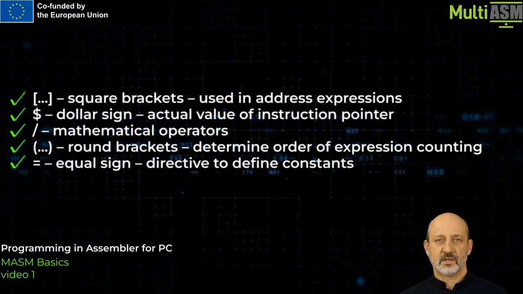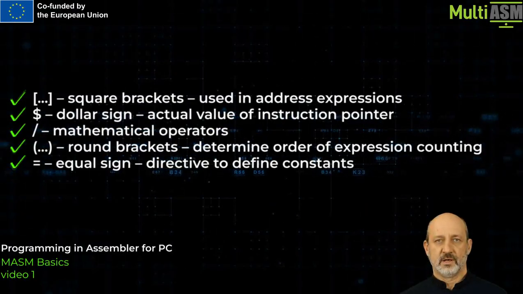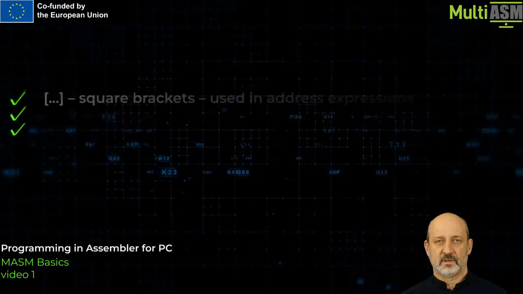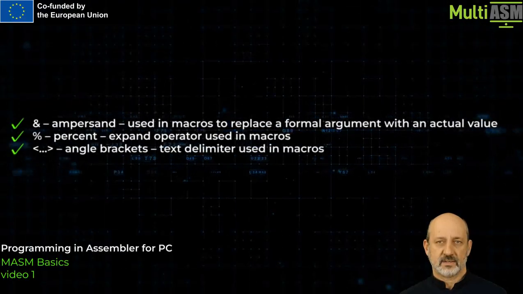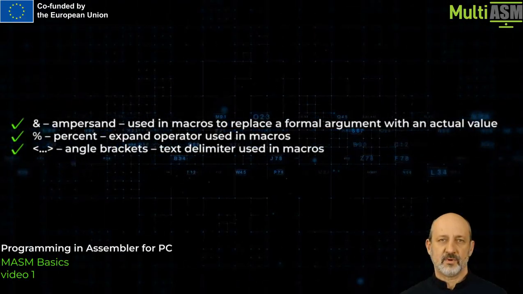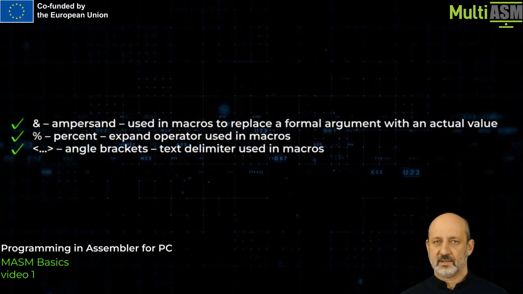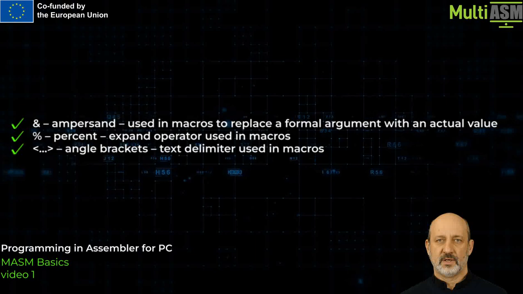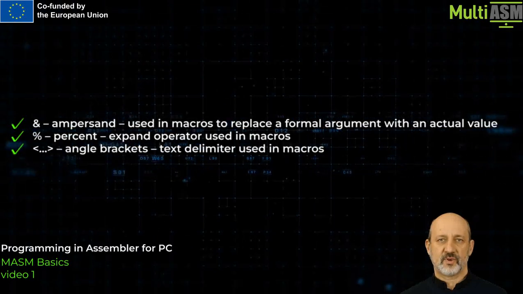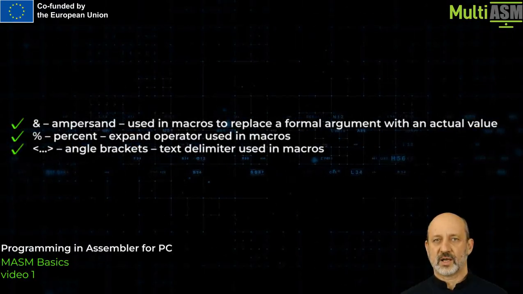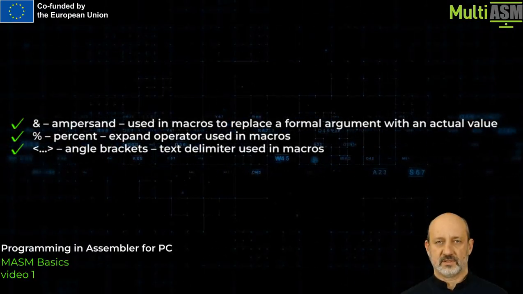There are special characters used in macros. We will talk more about them in the video about macros. The ampersand is used to replace the name of an argument with its actual value. Percent is an expansion operator. It calculates the expression provided instead of simple text replacement. Angle brackets are text delimiters.